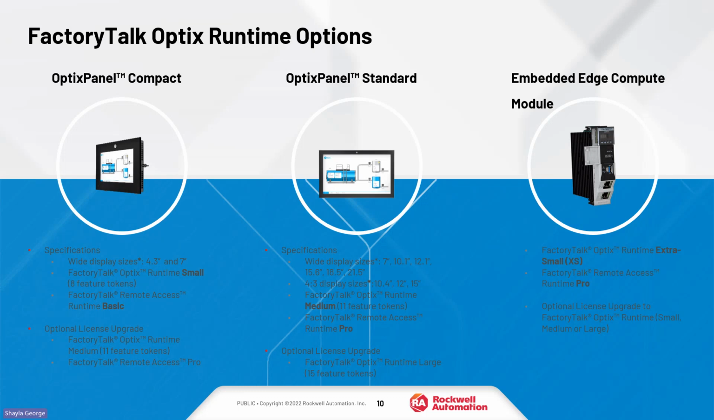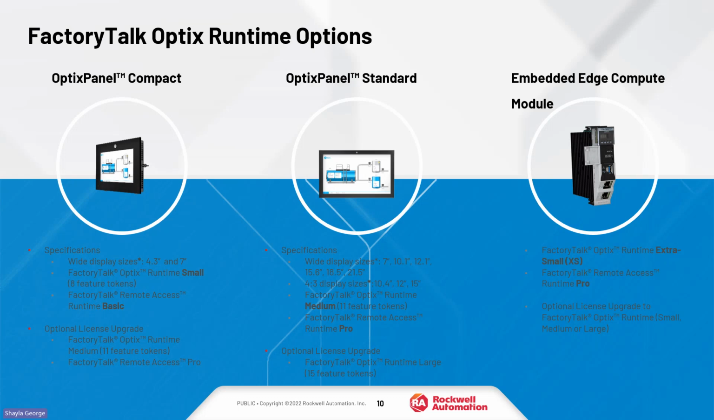And then the last dedicated hardware or device that comes already pre-configured for FactoryTalk Optix is the embedded edge compute module. As you can see, this is a module that sits right inside of the ControlLogix chassis. It comes already pre-configured for an extra small application, but you do have the flexibility to upgrade it to a small, medium, or large type of application.